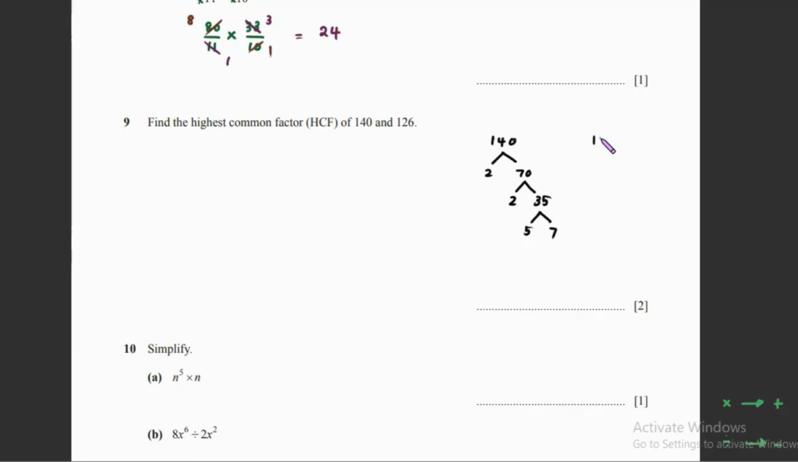The same way, this 126 also has to be divided. When I divide by 2, I get 63. When I split this 63, that is when I divide by 3, I get 21.